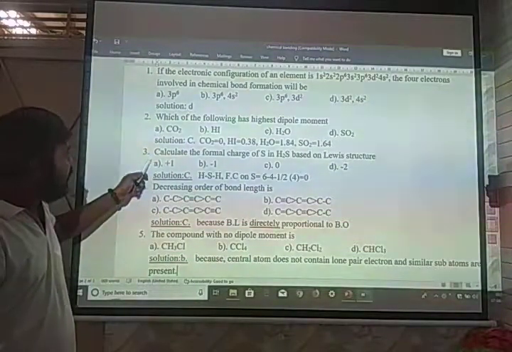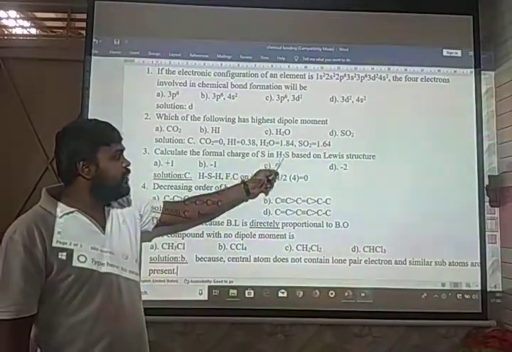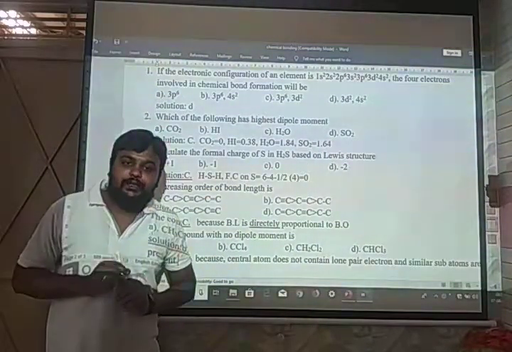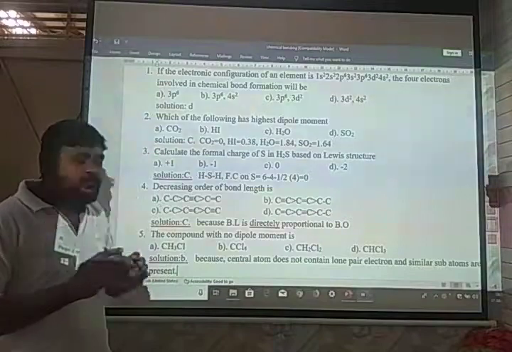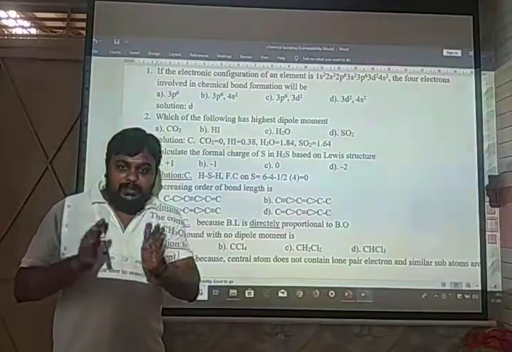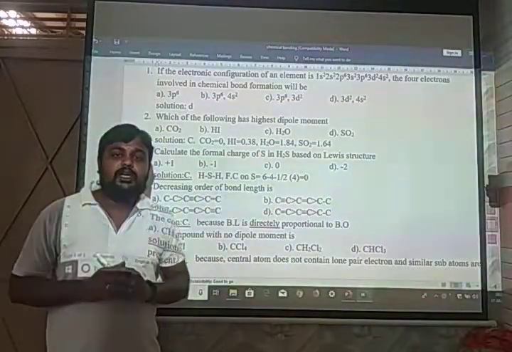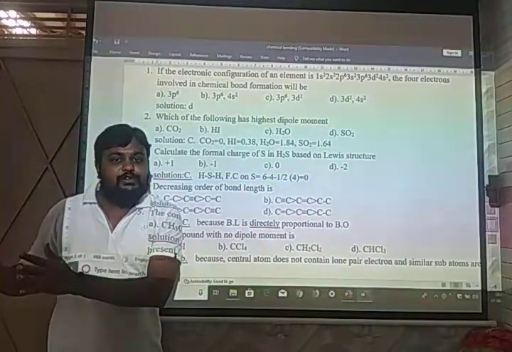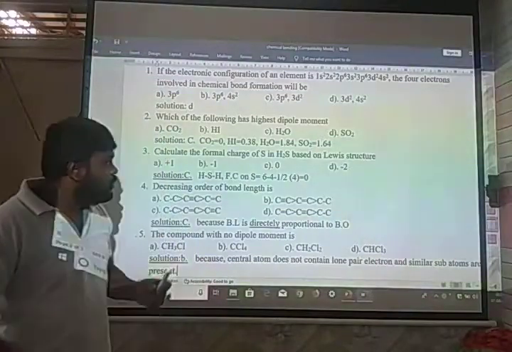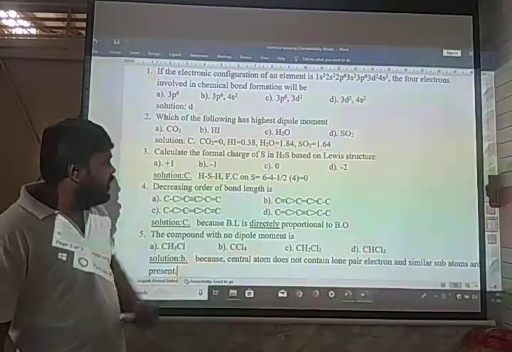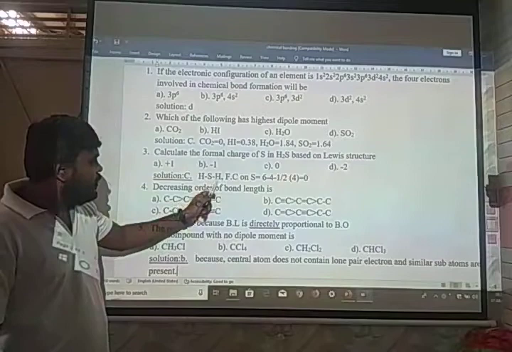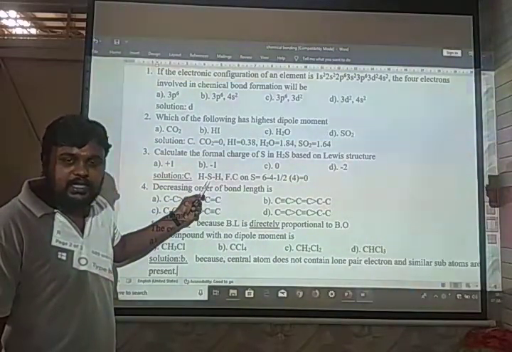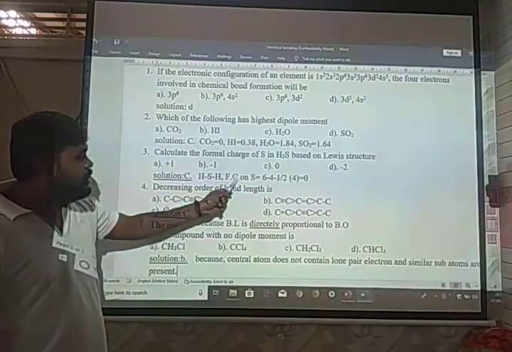So next question is, calculate the formal charge of sulfur in H2S based on the Lewis structure. I told you, formal charge can be calculated using a formula: number of valence electrons of that atom, that is the sulfur atom in this structure, minus number of lone pair electrons, minus half into number of bond pair electrons. So if you write the Lewis dot structure of H2S, the structure will be H-S-H. Sulfur contains 2 lone pairs, and it is a 6th group element having 6 valence electrons. Hence formal charge can be calculated.